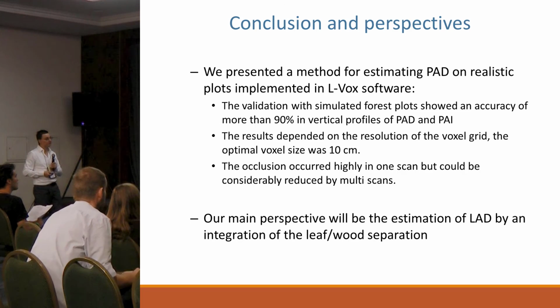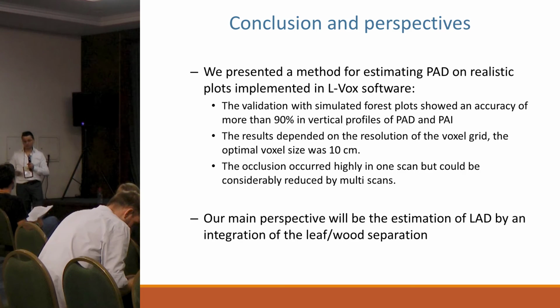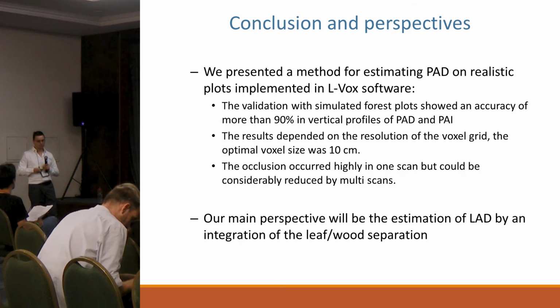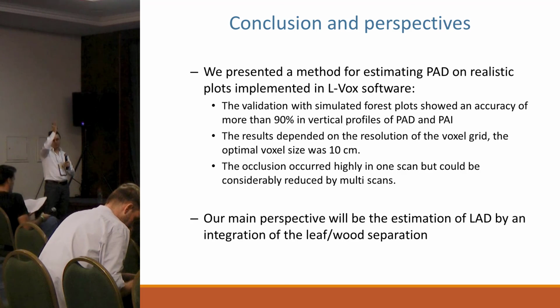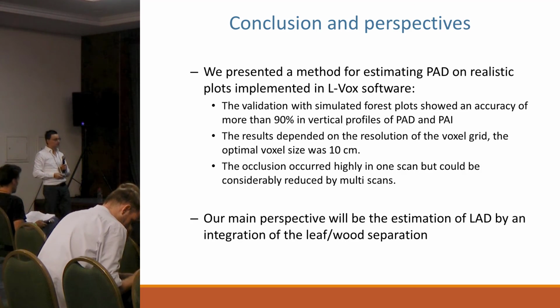Our main perspective would be the estimation of the LAD by an integration of the leaf-wood separation by the lidar method. We have seen some of this conversion here. And also, I just saw the result just before. Here in Brazil, they tested the approach with the virtual plot for the deciduous, and they observed less accuracy at the top of the canopy because of the percentage of occlusion due to the leaves there. So that fits the same result that we observed in Canada. So that's pretty much it.